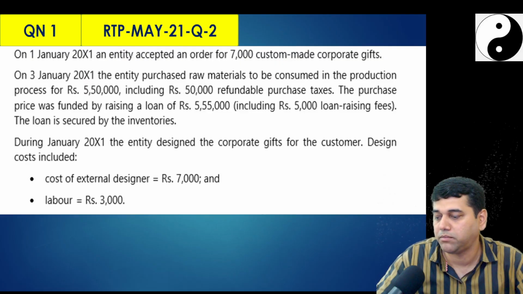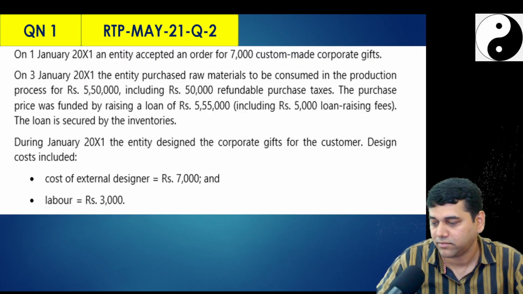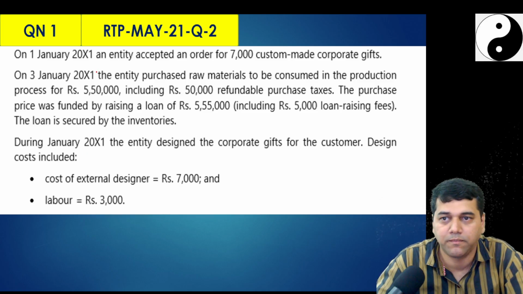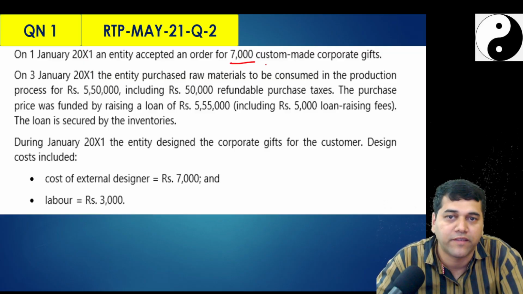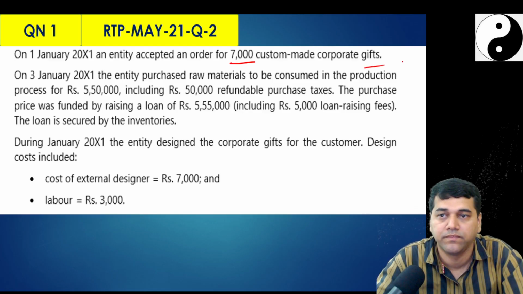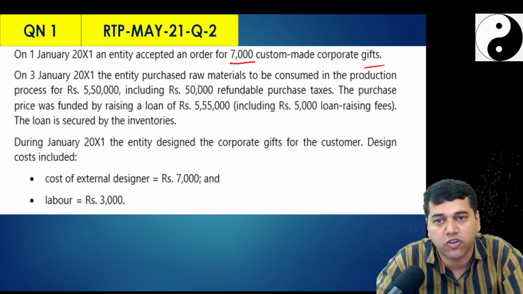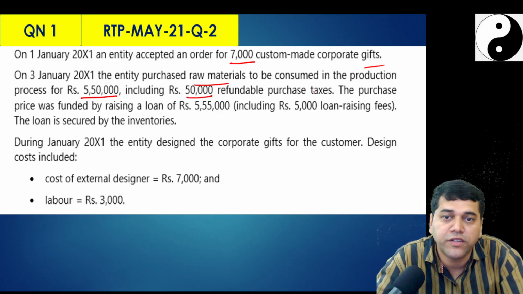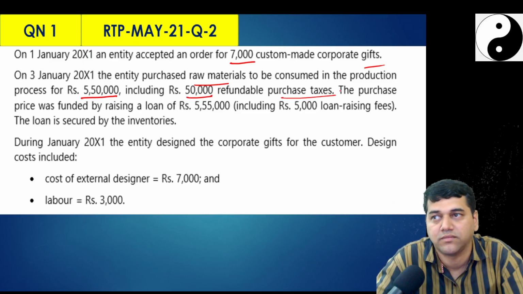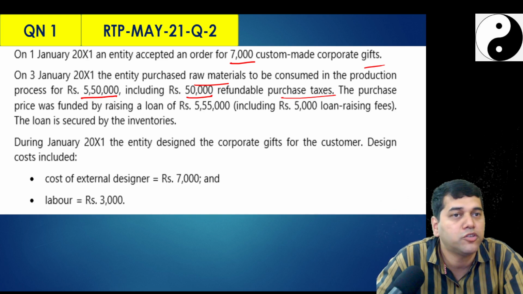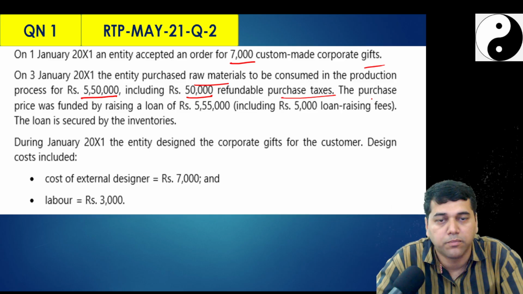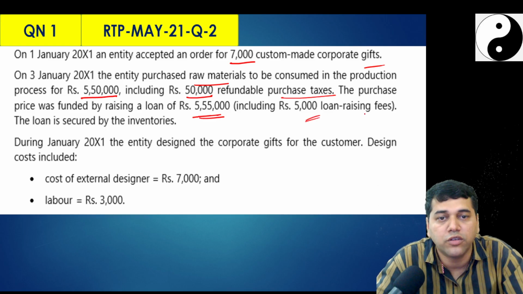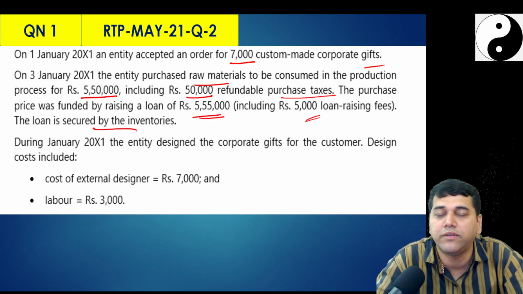Yes, take out question number 1. On 1st of January 2011, an entity accepted an order for 7,000 custom made gifts. Now, on 3rd of January, they purchased raw material to be consumed in the production process, which is 5.5, including 50,000 refundable purchase taxes. So this refundable should not be part of my cost. The purchase price was funded by raising a loan of 5.5, including 5,000 loan raising fees. The loan is secured by the inventories.